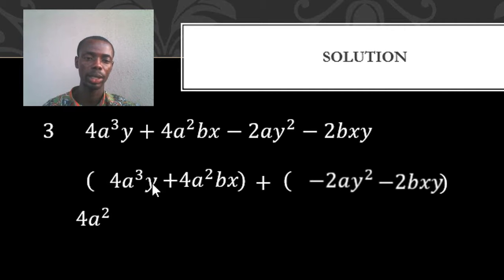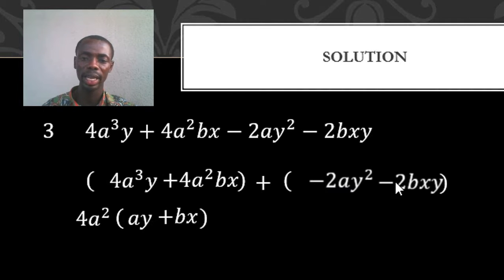Then, the other thing, there is a y here. Nothing else is common again. So let me bring out my parentheses, then divide 4a raised to the power of 3y by the factor. What do you have? You have ay plus, dividing this side also by the factor, you have bx. Just close your brackets.